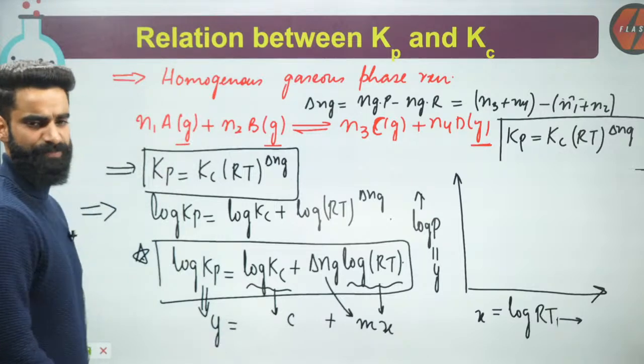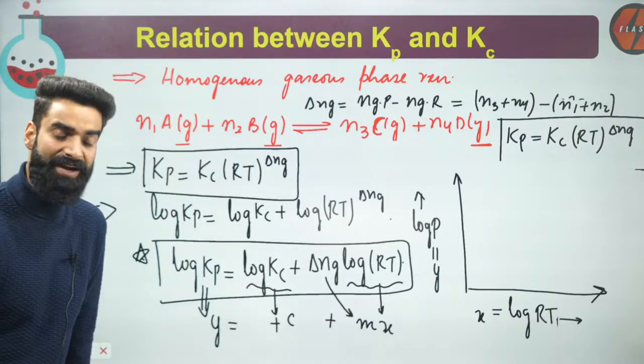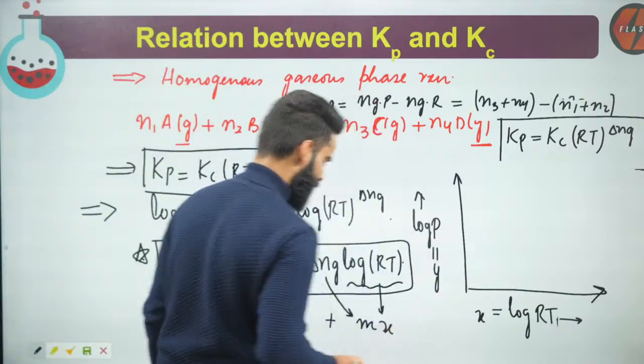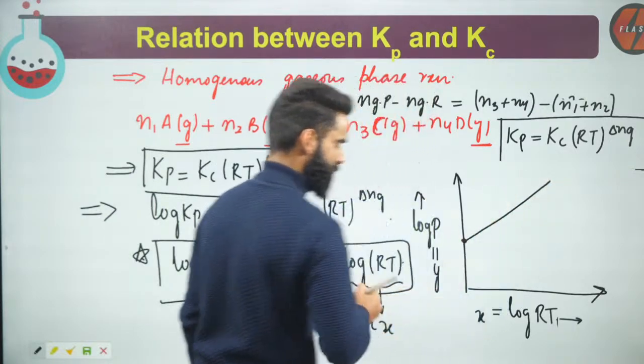Y is equal to mx plus c. Can I say the curve is going to be a straight line, but the straight line won't be passing through the origin, it will be starting above the origin. Yes, so the curve will be somewhat like this. Yeah, this is going to be the curve.